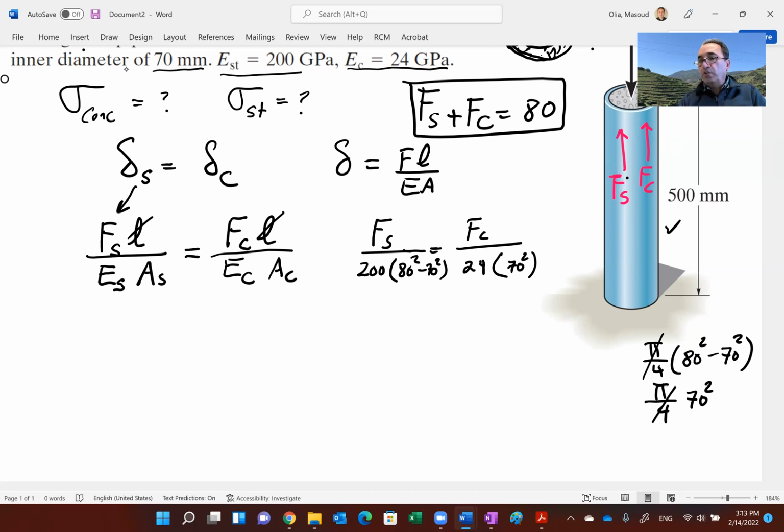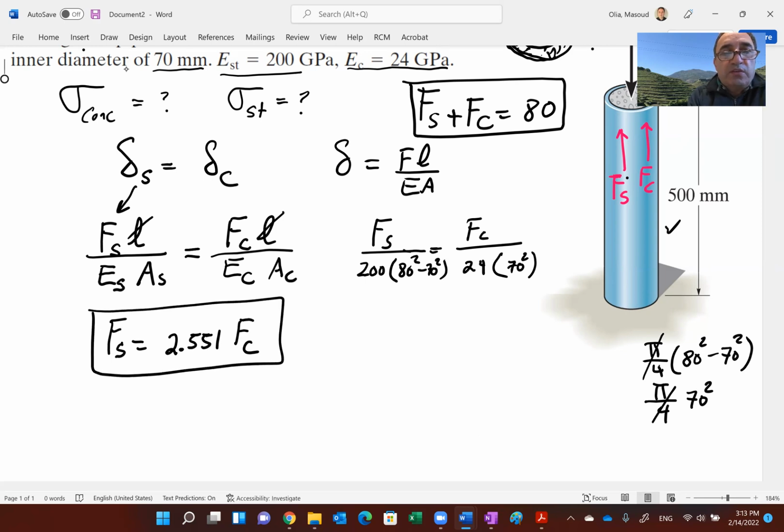Guess what, guys? If you do the calculation, cross multiplication, force in the steel is going to be 2.551 times larger than force in the concrete. So this is going to be your second equation. If I call this equation 1, this would be equation 2. And where did this come from? It came from, again, the geometry and the deformation. So go ahead, replace F of s by 2.551 of F of concrete and solve for them.